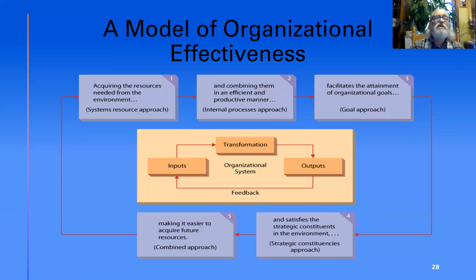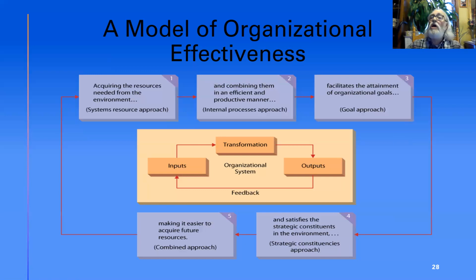So we could have the systems approach where we are acquiring resources that we need from the environment. And then the second approach here is the internal processes. We're combining them in an efficient and productive way. The goal approach is along the way, doing it efficiently. We're reaching our goals and moving forward with our planning and so forth.